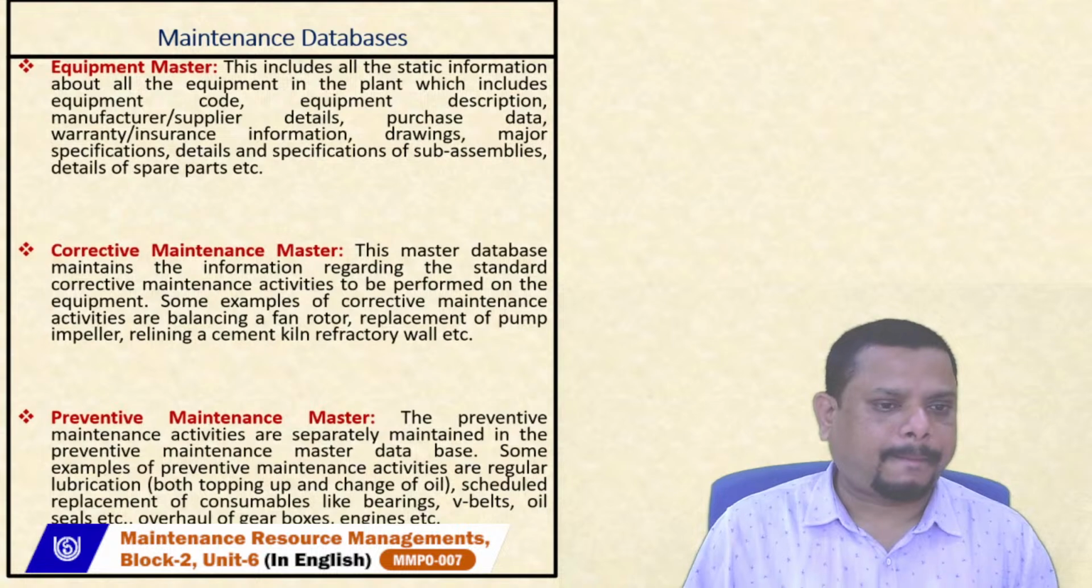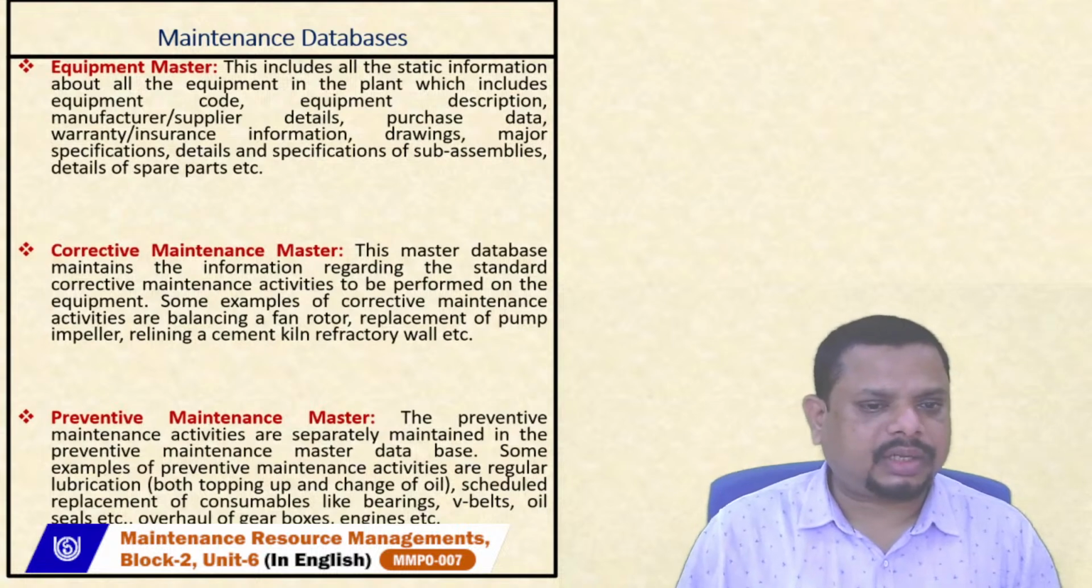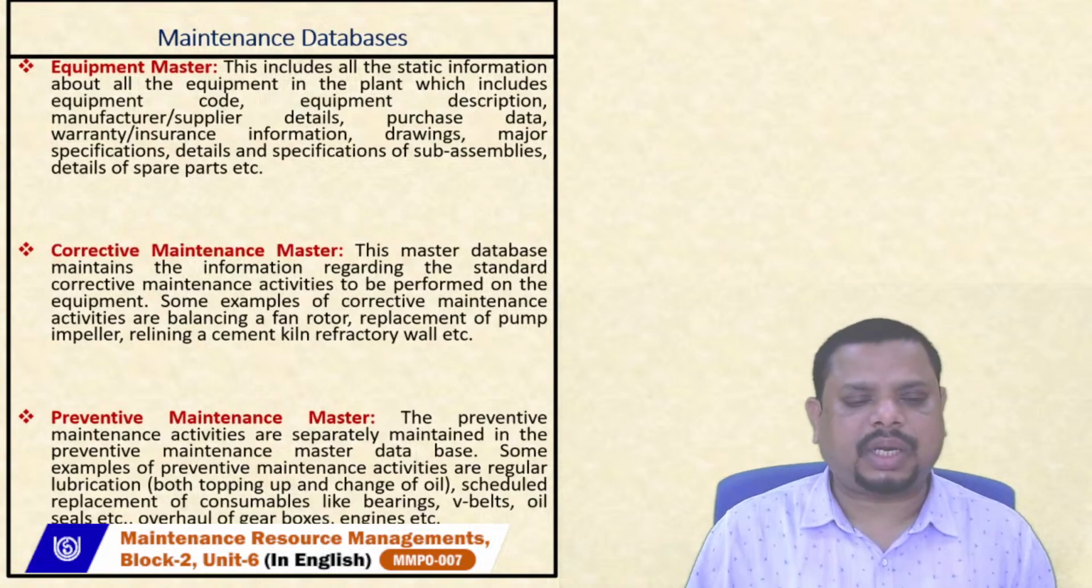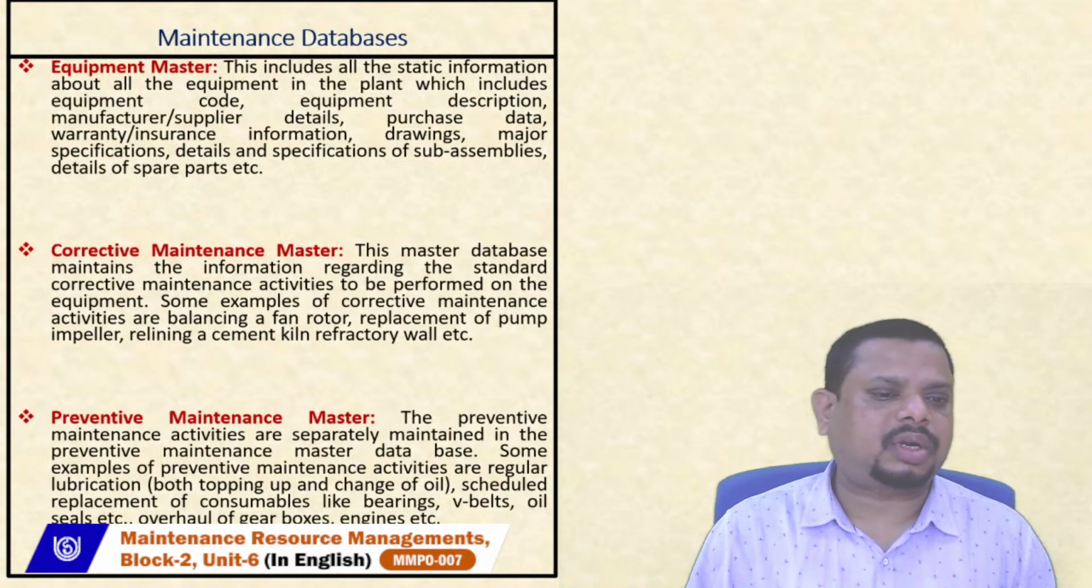The next we have the corrective maintenance master. This master database maintains the information regarding the standard corrective maintenance activities to be performed on the equipment. For example, corrective maintenance activities are balancing a fan rotor, replacement of a pump impeller, relining of cement kiln refractory walls. So these are known as corrective maintenance masters. That data should be included in the corrective maintenance master.